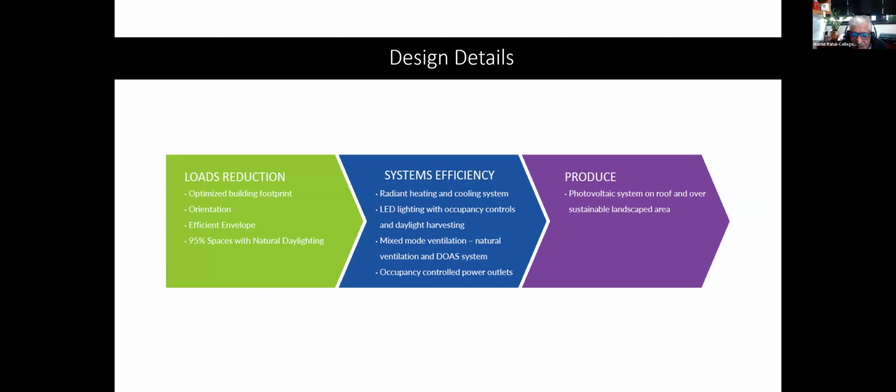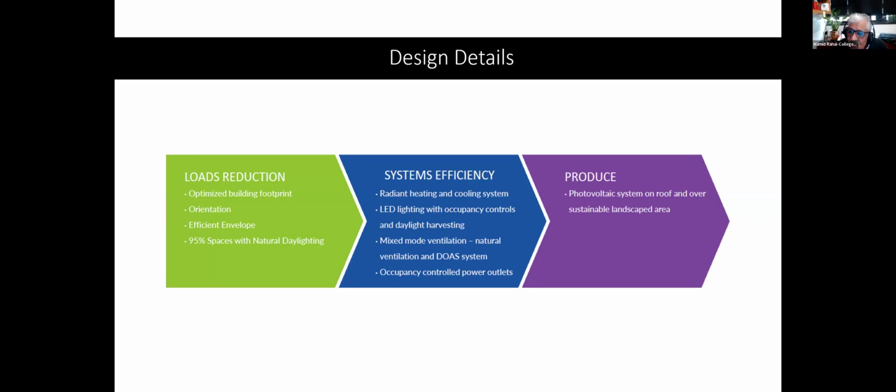The occupancy controlled power outlets mean that the HVAC system we have also comes on and off depending on the occupancy, so it can control the temperature. You set a certain temperature level, and based on that level, it comes on and off to control how much energy is consumed.